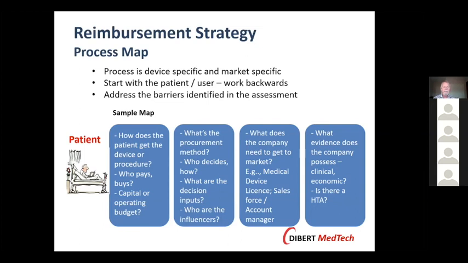And then who decides? Is it usually one person? Is it a committee? Who is on the committee? What are the inputs? So what are they looking for to make that decision? And you need to understand those and build those into your plan. And who are the influencers? So who can say, you know what, this is a good technology, this provides value, I think we should go for it?